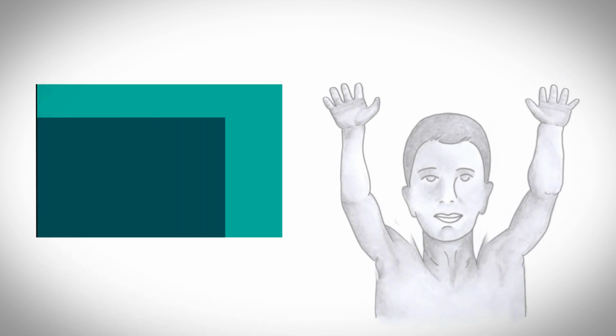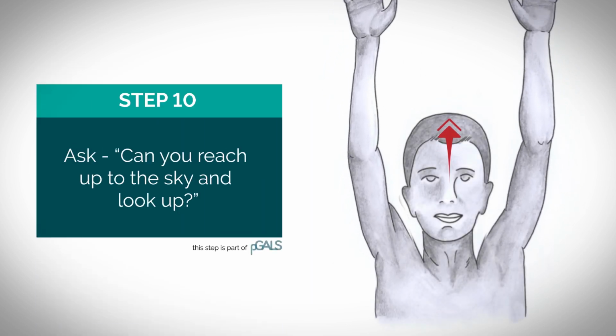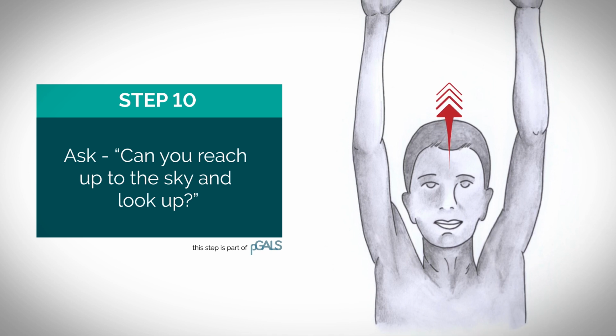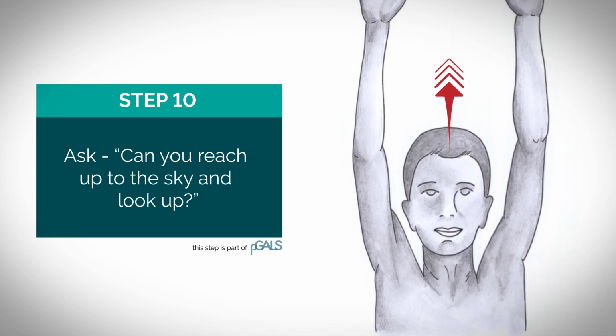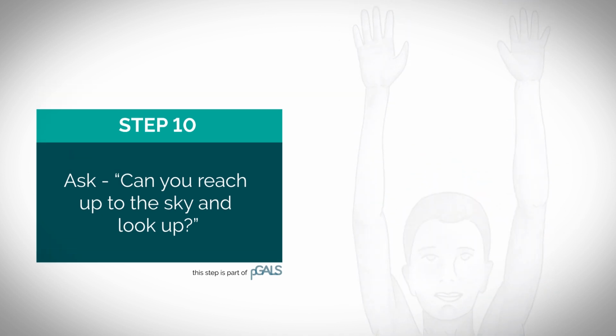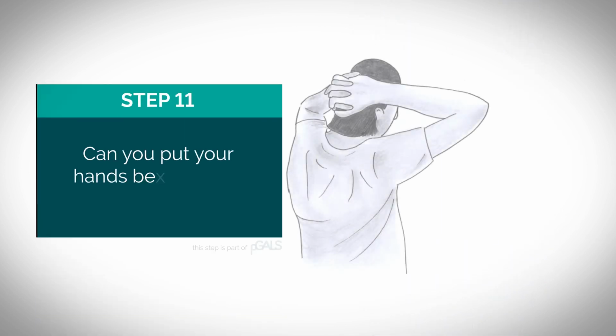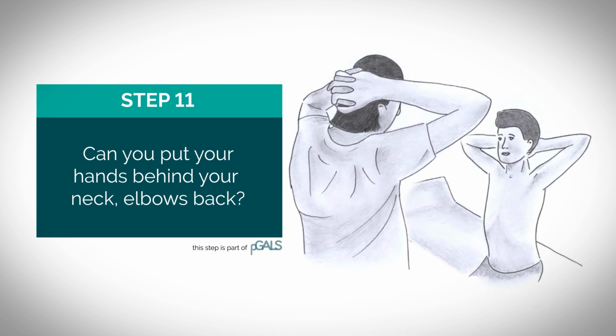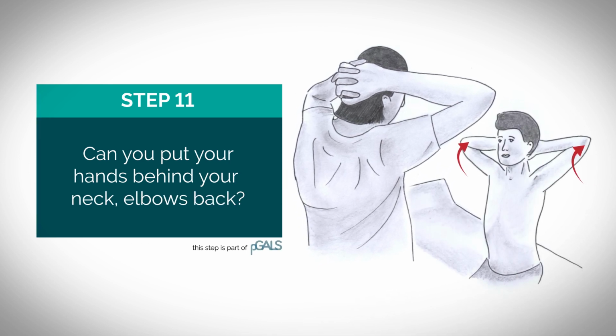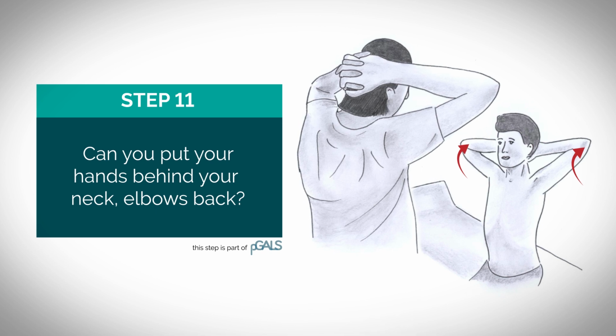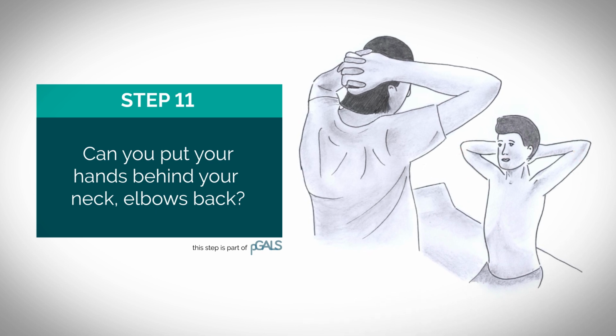Step 10. Ask the child to reach their arms up in the air and look up to the sky. Again, look for any reduced range of movement or an inability to lift the arms against gravity. Step 11. Ask the child to place both their hands behind their neck with their elbows back, and again check for range of movement or a weakness that may indicate an inability to move the arms against gravity.